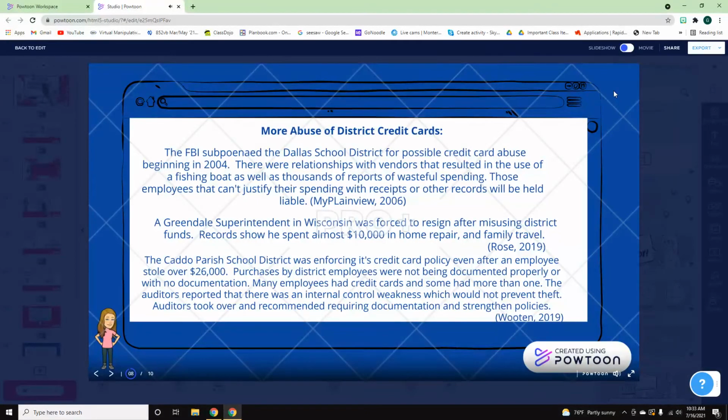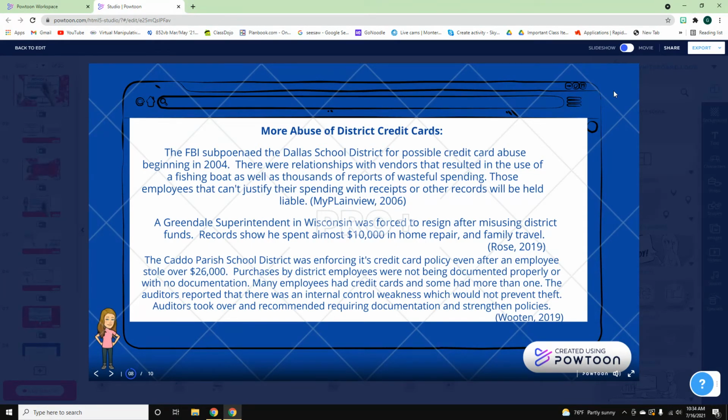More abuse of district credit cards. The FBI subpoenaed the Dallas School District for possible credit card abuse beginning in 2004. There were relationships with vendors that resulted in the use of a fishing boat, as well as thousands of reports of wasteful spending. Those employees who could not justify their spending with receipts or other records were held liable.